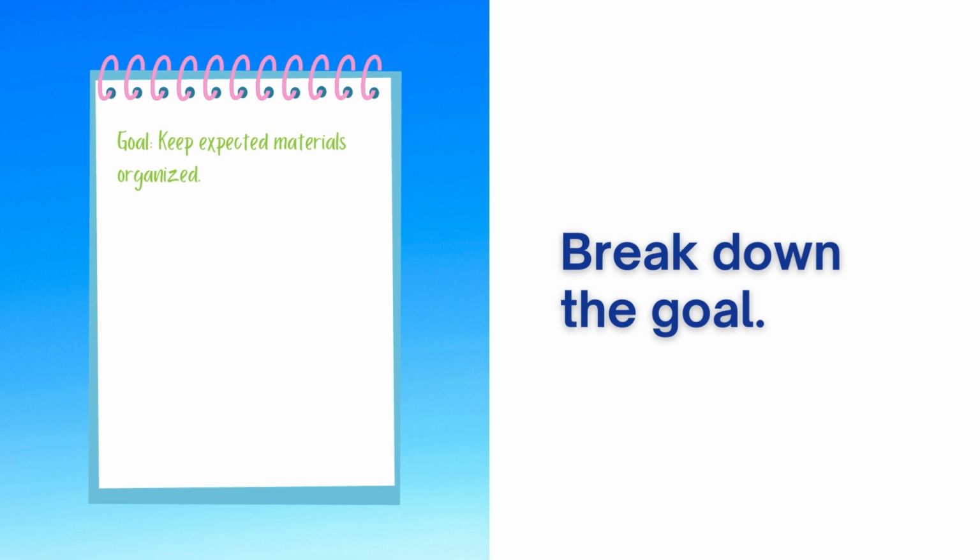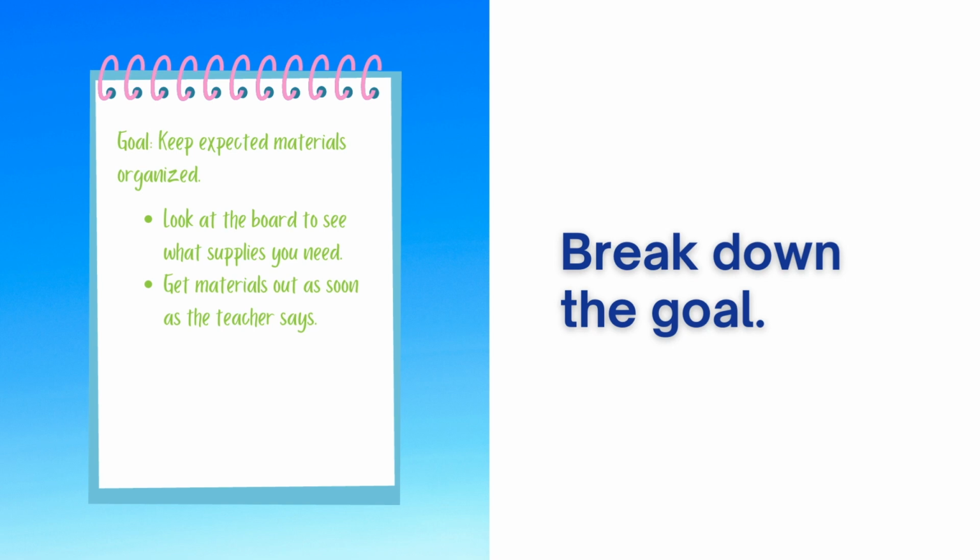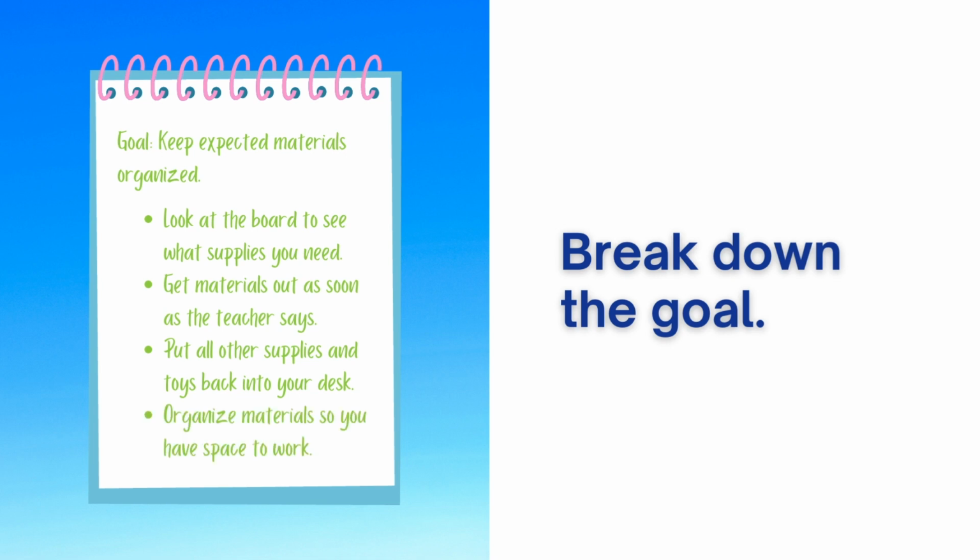Next, break down the goal. Think of the steps the student will need to achieve this behavior. For instance, to help a student learn to manage their materials, you want the student to first identify the supplies they'll need. You want them to begin getting materials out right away. You want them to put everything else away in their desk. And you want them to organize everything so they have a workspace to use.